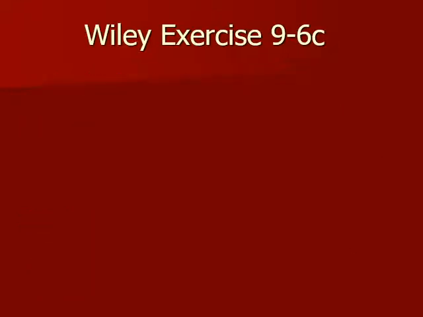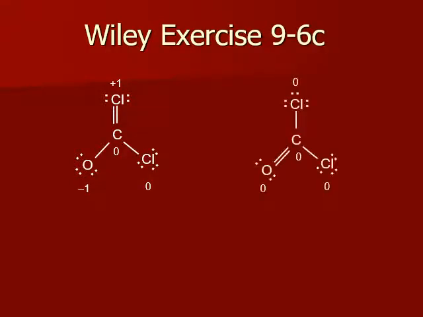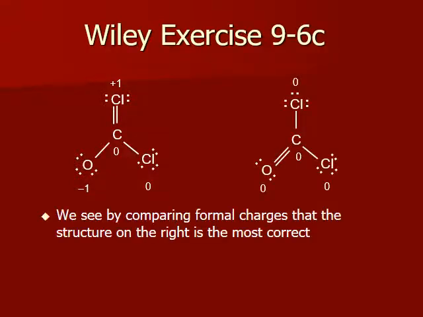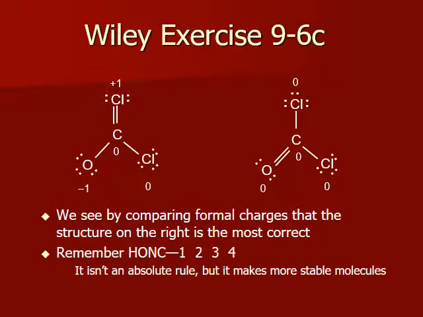Let's compare. Our first structure, +1, -1, 2 zeros. Our second structure, all zeros. That tells us that the structure with the double bonded carbon to oxygen is the most correct, is the most stable. Also, if we look, that follows HONC, 1, 2, 3, 4. H can be hydrogen or halogens. When halogens are single bonded, oxygen has 2 bonds, carbon has 4. That is our most stable structure.